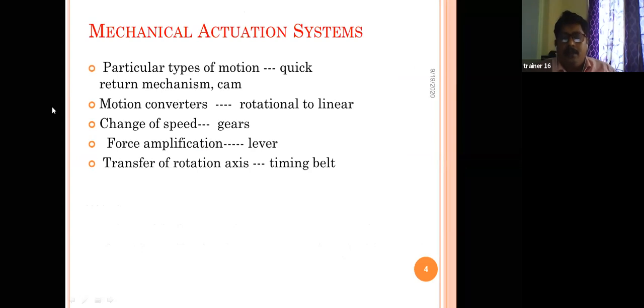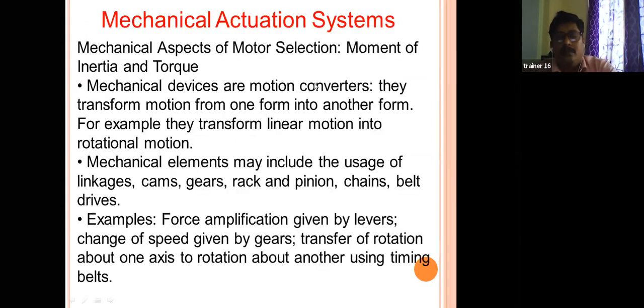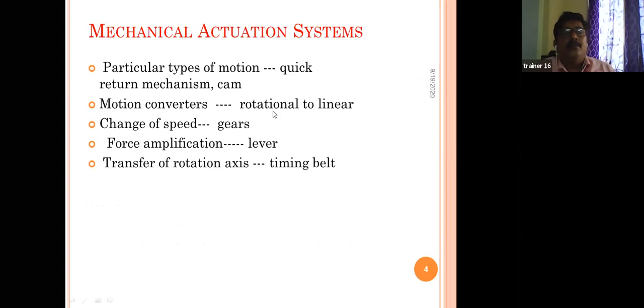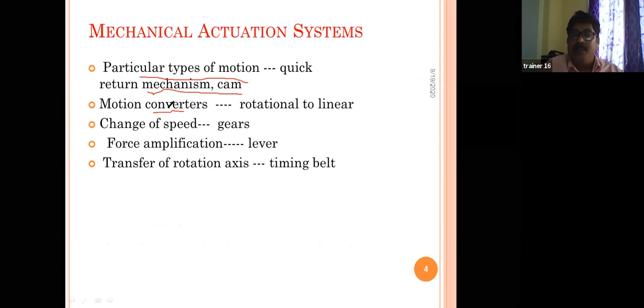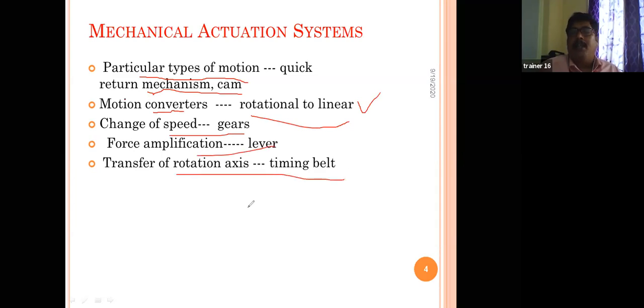See here, this mechanical actuation system. Particularly, these types of motions are quick return mechanisms, cams, and motion converters. This actuation system is nothing but a motion converter. It converts rotational to linear or linear to rotational, changes speed by gears, amplifies force with a lever, and transfers rotation by a timing belt.